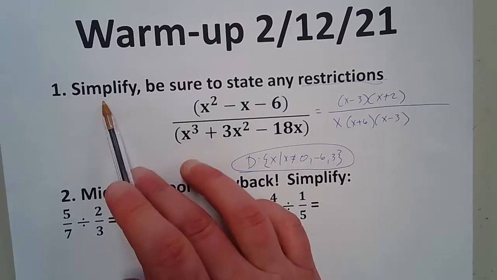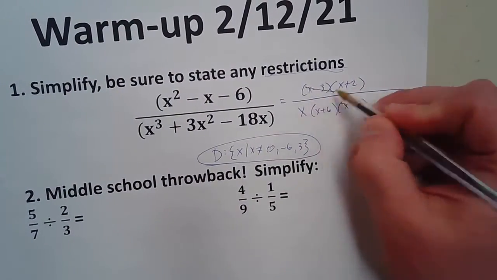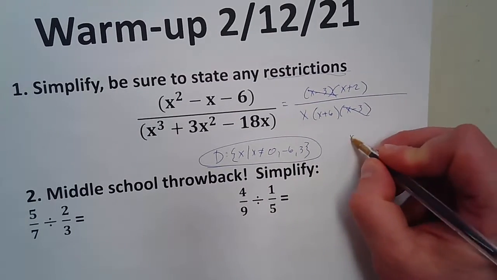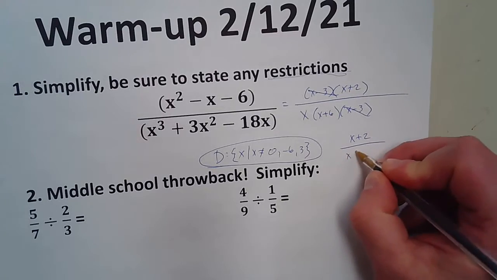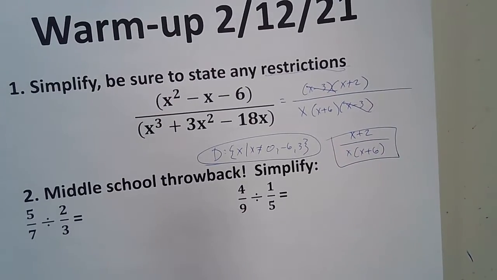The last piece is the simplifying. Do we have any common factors? Yes, we do. The x minus 3 would divide itself out. And then this is going to be our answer. So we can just clean it up a little bit here. And there we go. All right.